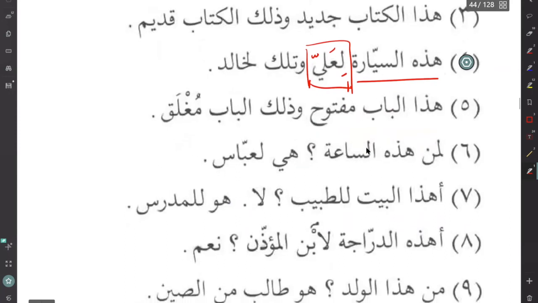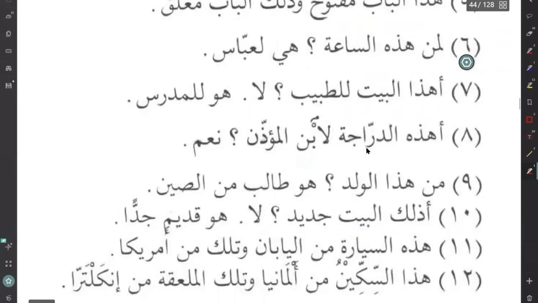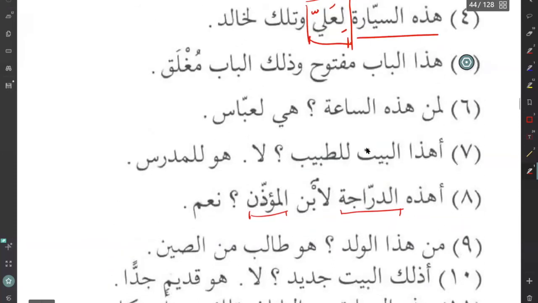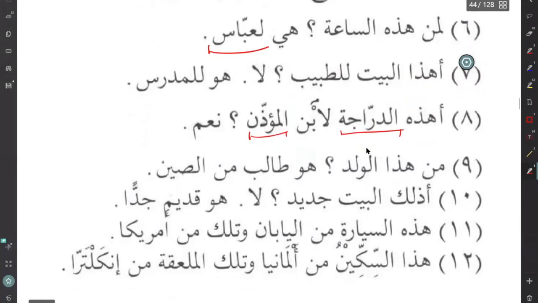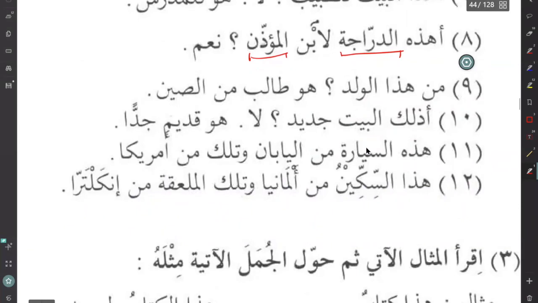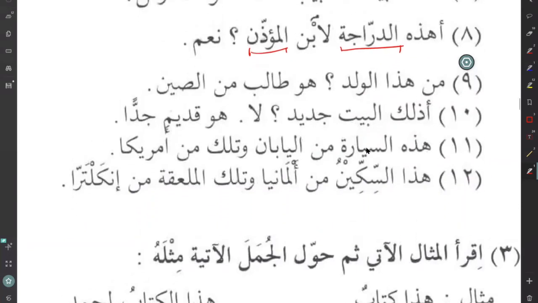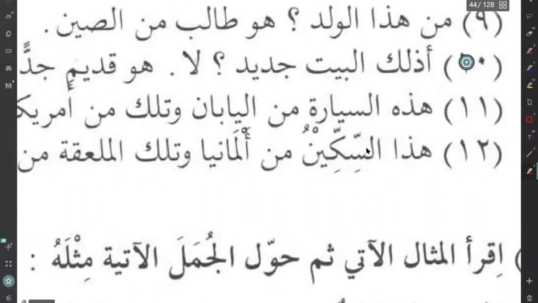I don't see any new words here. Daraja is bicycle. I think we had this one. Mu'adhin is the one who calls adhan. It's just a name. Li Abbas. All right. Now, for example, let's do the last one. It says, هذا السكين. What is sikin? Knife. Okay, sikin is knife.